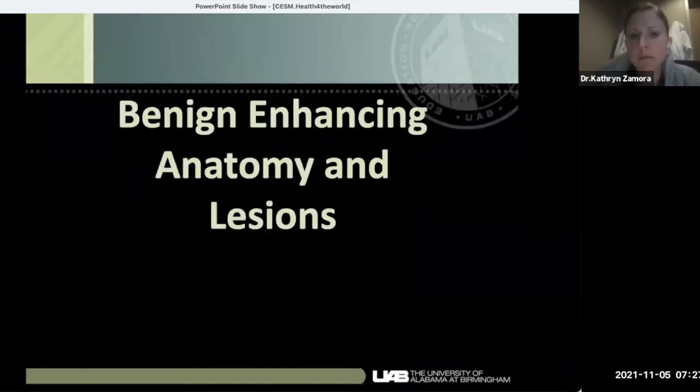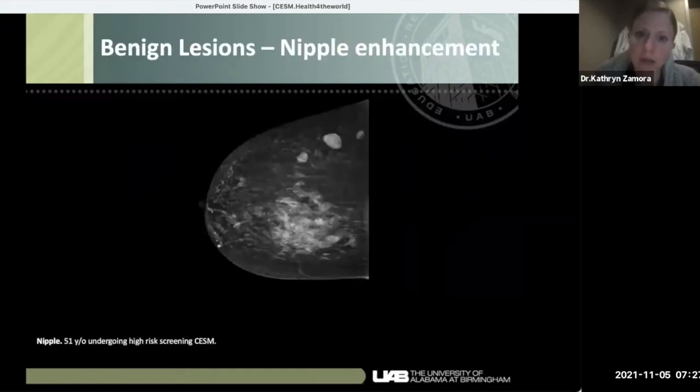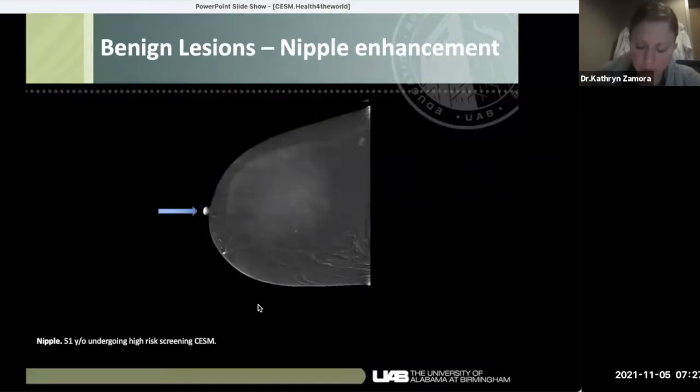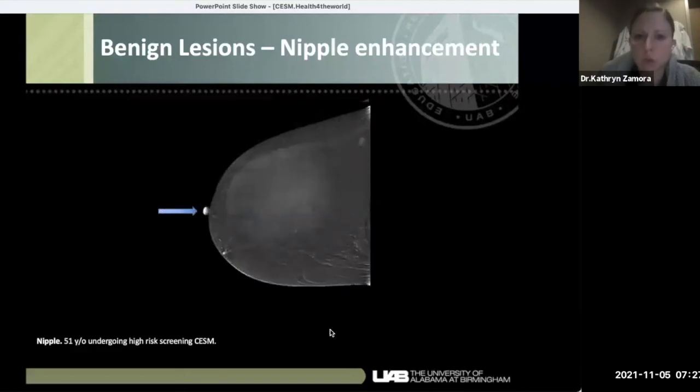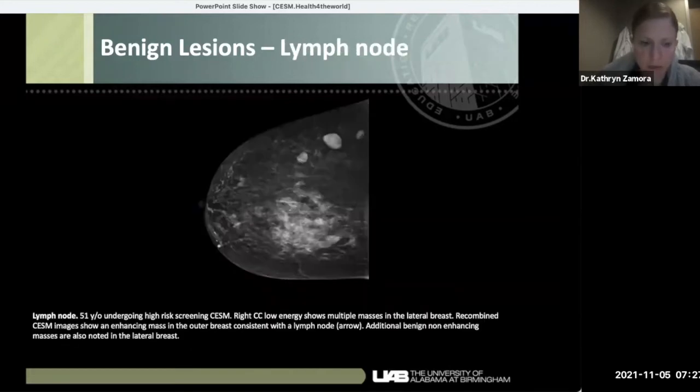We'll talk about some benign enhancing anatomy and lesions. Here is just a right CC view, and this is to show you that the nipple enhances on our recombined images. You can see the nipple appears bright as it didn't before, and that is normal for contrast enhanced mammography. Nipples also typically enhance symmetrically on MRI examinations, so that's something to be aware of.